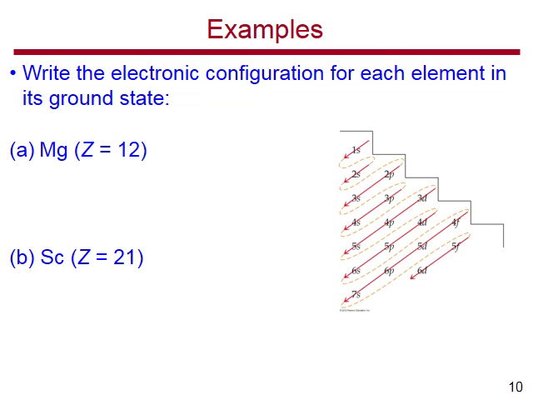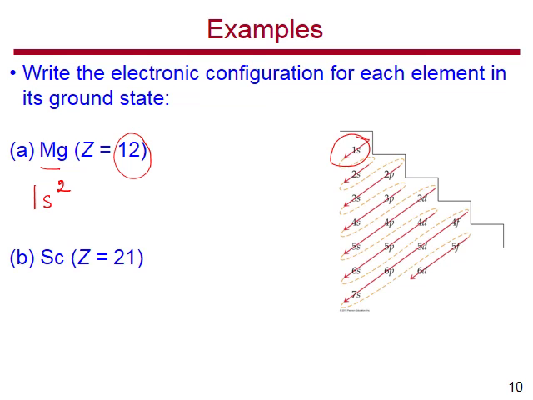Let's try out a few examples. Write down the electron configuration for the following elements in their ground state. Let's start with magnesium, whose atomic number equals 12. Now, based on the build-up principle, electrons will start filling in from the lowest energy subshell, which is the 1s. So let's write down 1s. Now, based on the Pauli exclusion principle, an s subshell can have at most 2 electrons. So we write this as 1s2.